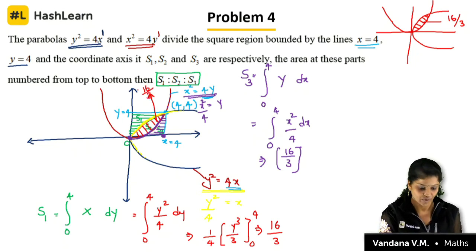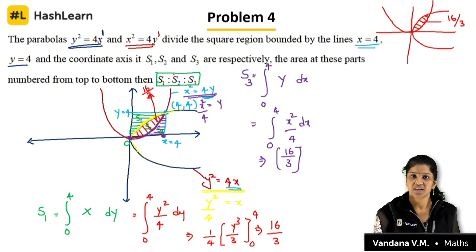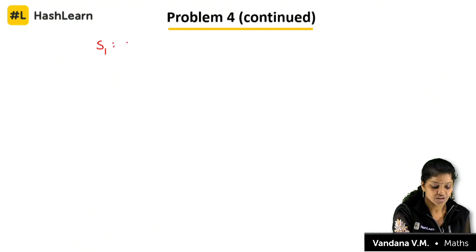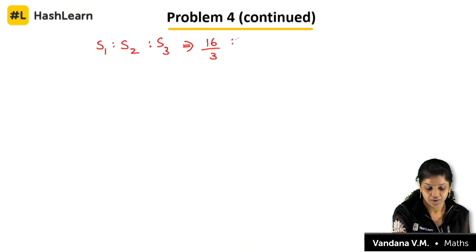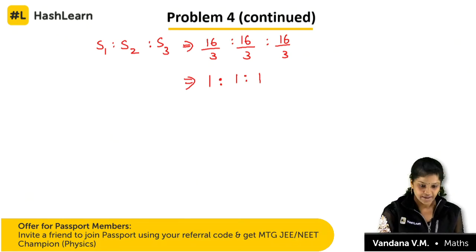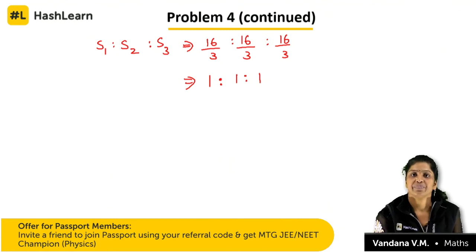Now, I would like to find out S1 is to S2 is to S3. It is so simple to find out. Yes, what is that? 1 is to 2 is to 3, correct. Substitute 16 by 3 is to 16 by 3 is to 16 by 3. That is nothing but 1 is to 1 is to 1. Clear, children? Yes. Correct, Radhika. You are correct. So I hope this is clear to you.